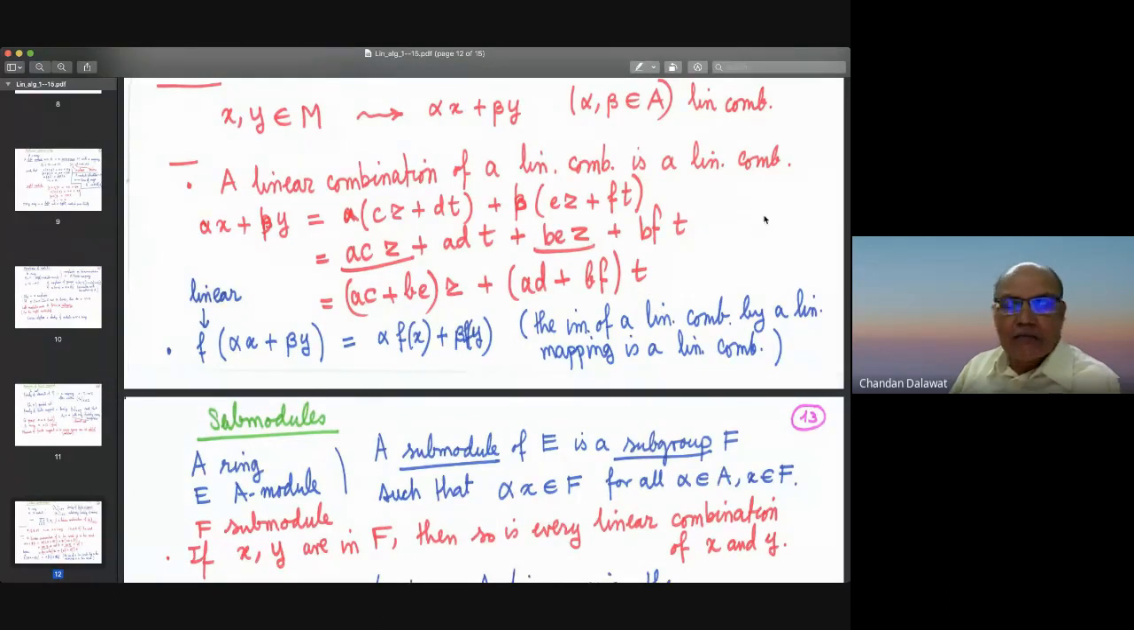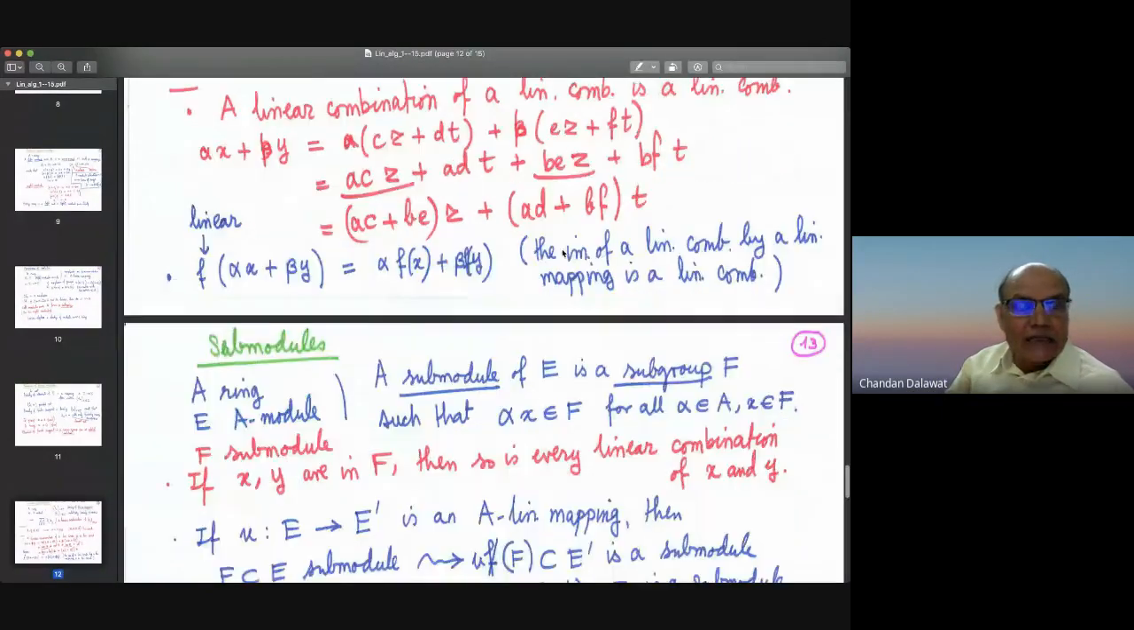So this can be summarized by saying that if I take the linear combination of some things which are themselves linear combinations of other things, then the final product is a linear combination of the initial things.